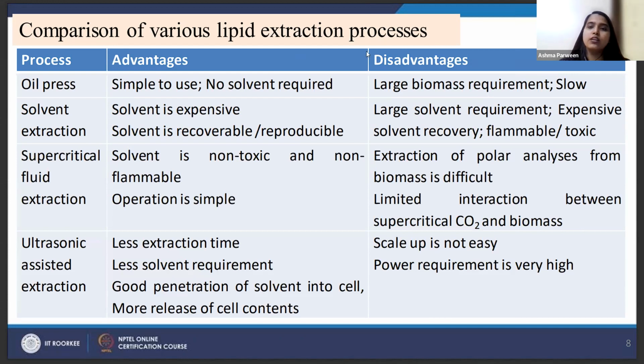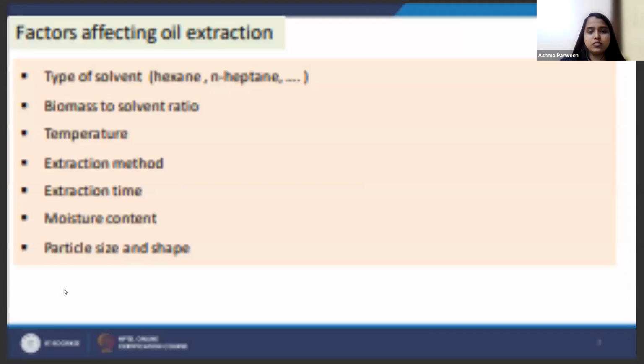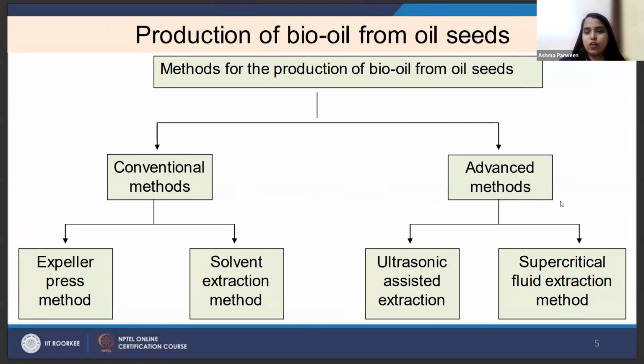No solvent is required, but large biomass is required, and also it is a very slow process for extraction of bio oil. Next is solvent extraction. So the cost of solvent is very high, but the solvent can be recovered after use. The problem with this technology is that it is expensive, and the solvent which is being used may be toxic or flammable. Next, supercritical fluid extraction and ultrasonic assisted extraction are the advanced methods for extraction of bio oil from oil seeds.